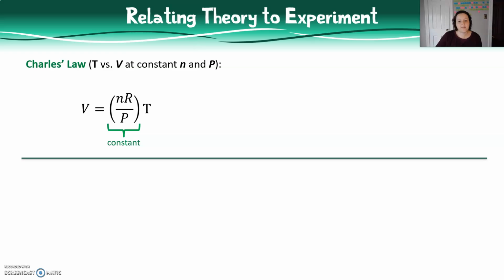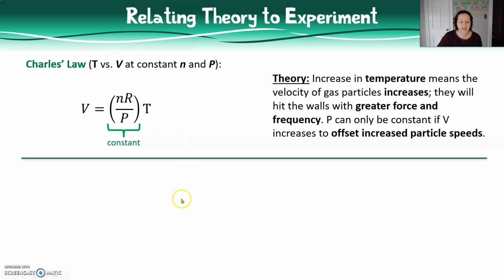For Charles' law, the number of moles of gas and the pressure are held constant, and the relationship between temperature and volume is examined. And again, we can reason out the experimental observations by considering what happens to volume when the temperature is increased. As we just saw with the last relationship, an increase in temperature gives more kinetic energy to the gas molecules, increasing their velocity, and the gas molecules then collide with the container walls with greater force and frequency. But in this situation, if the pressure is to be held constant, then the volume must expand to offset that greater force and frequency of the collisions from the increased particle speeds.